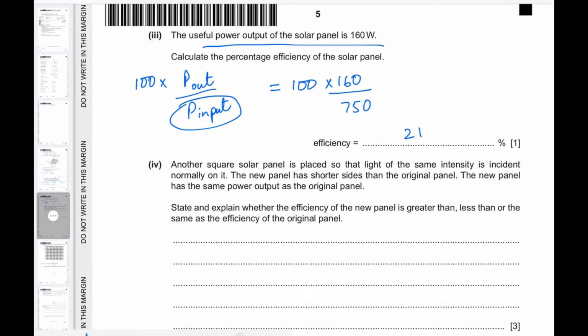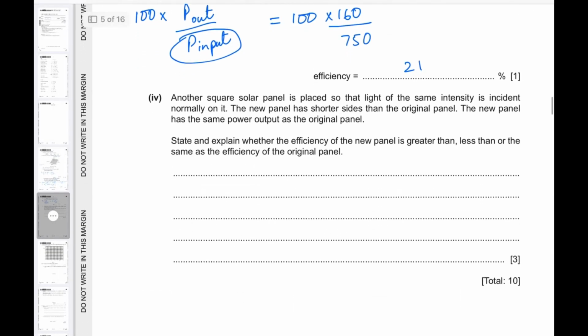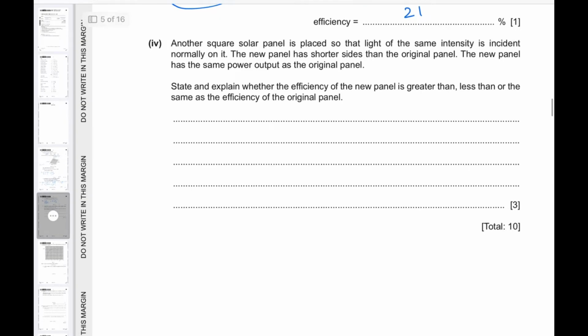4. Another square solar panel is placed so that light of the same intensity is incident normally on it. The new panel has shorter sides than the original panel. The new panel has the same power output as the original panel. State and explain whether the efficiency of the new panel is greater than, less than, or the same as the efficiency of the original panel. Since we are going to be comparing the efficiency of the two panels, we will need to consider their ratios of power out by power in.